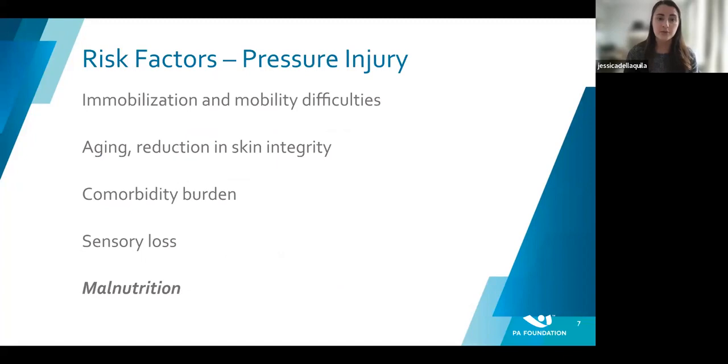So risk factors for pressure injury. Patients that are immobile or have difficulty with mobility, aging, comorbidities, sensory loss in that area, which kind of ties in with the comorbidities, and we'll get into that in a little bit. And the main focus of this lecture is going to be malnutrition and how malnutrition puts us at higher risk for ulcer injury.